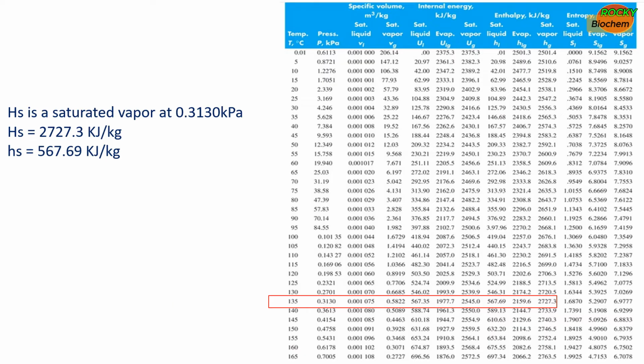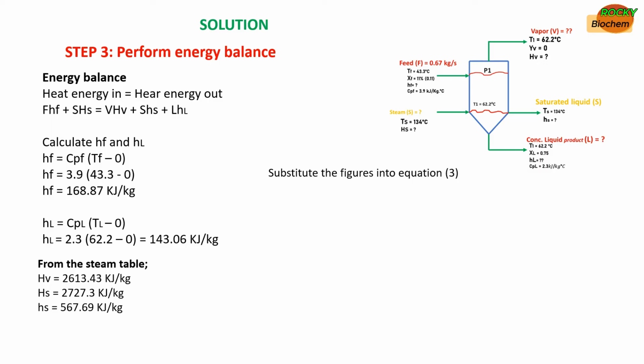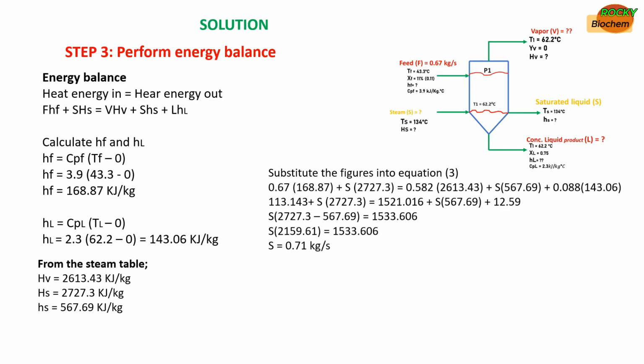After getting these values, you can feel free to fix them into your equation 3 here, and then work out your S. And we are good to go. At the end of the day, the steam requirement would be 0.71 kilogram per second. So this is basically how we perform calculation on a single effect evaporator system.